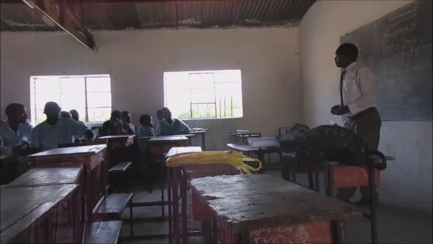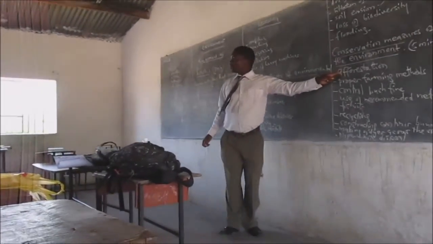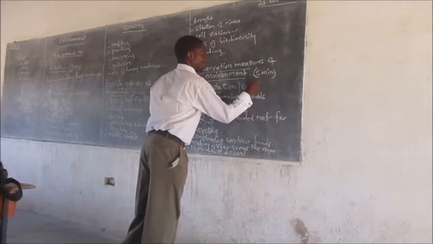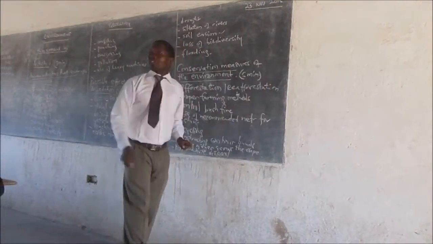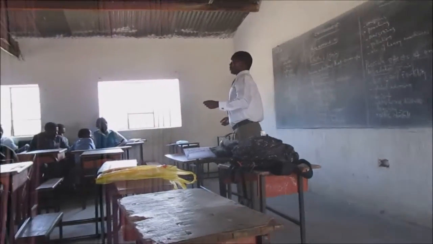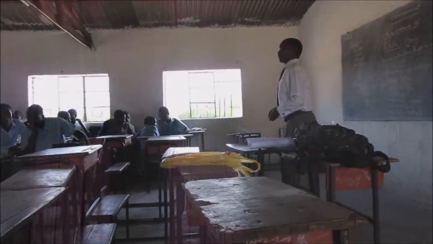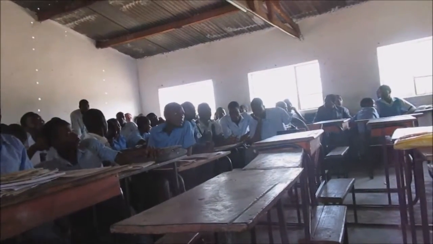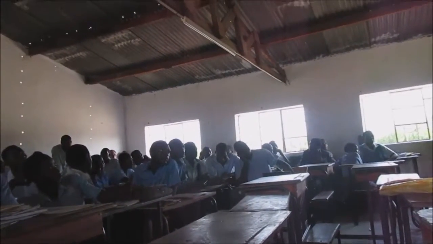Planting vegetative cover. In what form? Afforestation or reforestation. Do you know the difference? Yes. Who else knows the difference? Anybody can remind us? Yes. What's the difference? The difference is afforestation is planting vegetative cover where there is no vegetative cover.